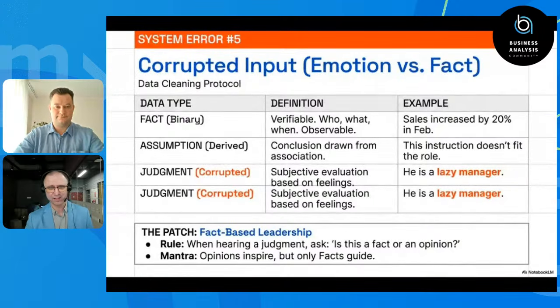Then there are assumptions. We all like assumptions, especially business analysts. An assumption is a conclusion drawn not directly from events, but from associated observable facts. Example: this instruction does not adequately reflect the functional features of the position. So we don't have any facts, but we can assume that it's true. And a judgment, or opinion, is an evaluative assessment based on the speaker's unspoken personal standards, not observable facts. For example, he is a bad manager. This is a judgment, an opinion. It's not a fact. It's not even an assumption.